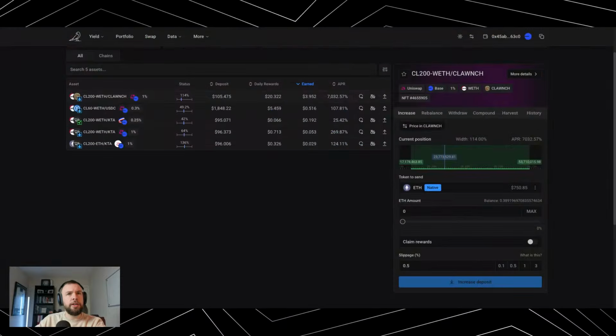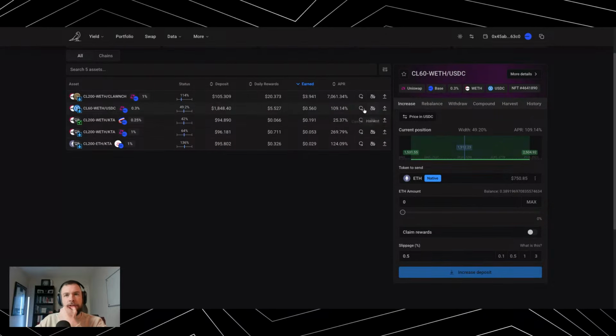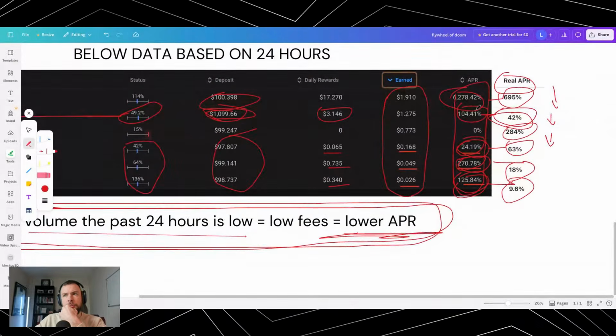Let's have a look what it's saying now. It's saying 107% now. Oh no, 109, it's just gone up. So it's now saying 109%, whereas on this screenshot it was saying 104%. The reason it's going up is the average.